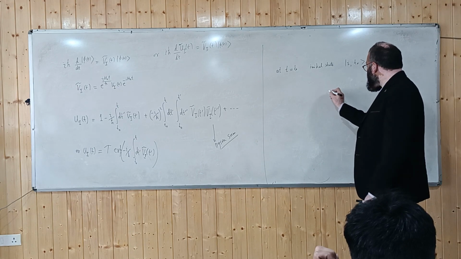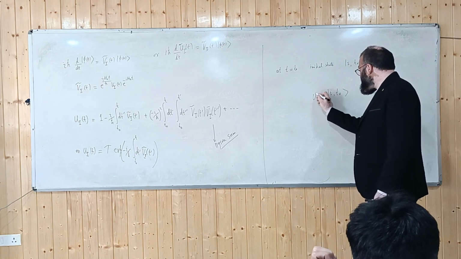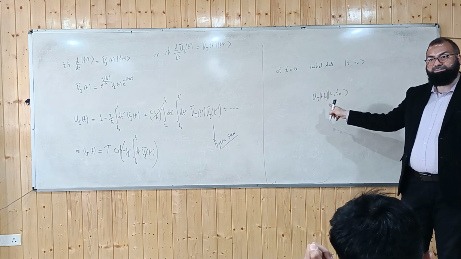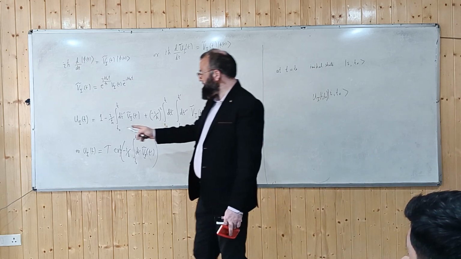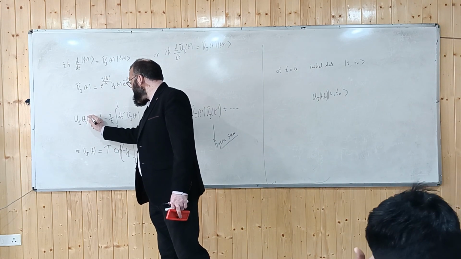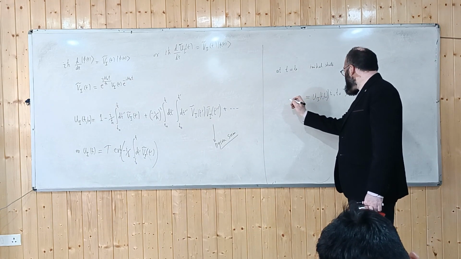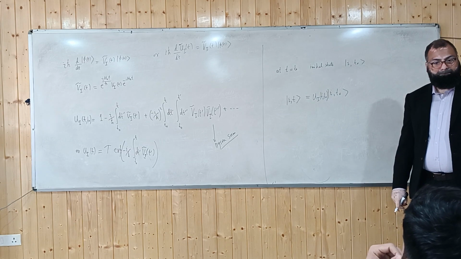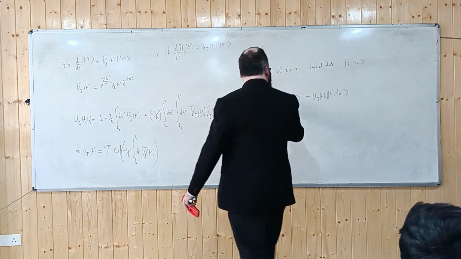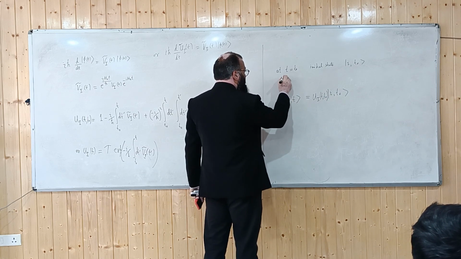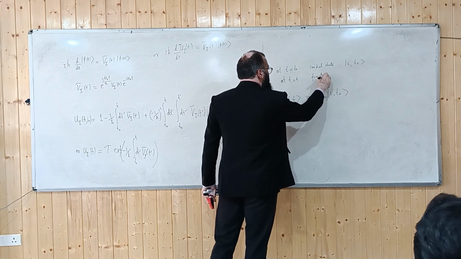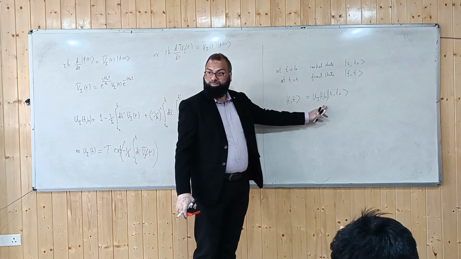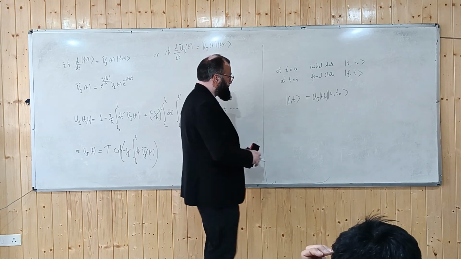For that, I will apply on this |i, t naught> the operator U_I of t, t naught, because I am explicitly introducing the initial time t naught. You can also write t here, there is no problem. So what will you get? I will get another state, the state at time t. Let's write f: at t equal to t, the final state |f, t>. That means my initial state has evolved via this evolution operator to the final state. So can I write it this way?